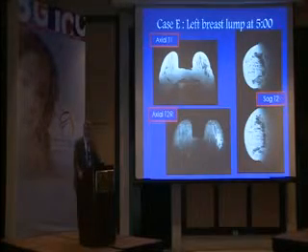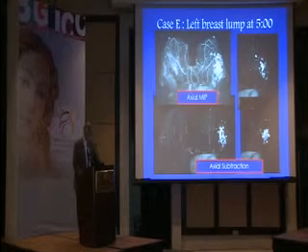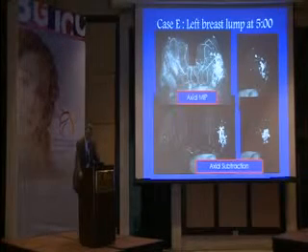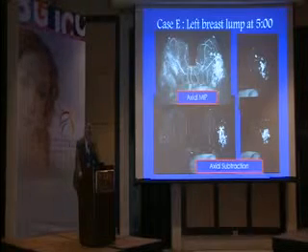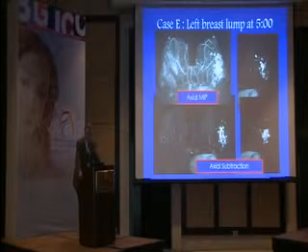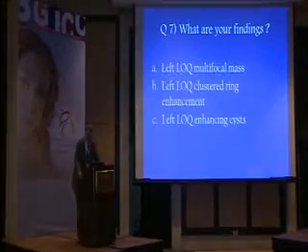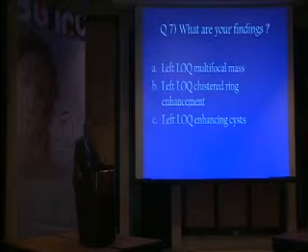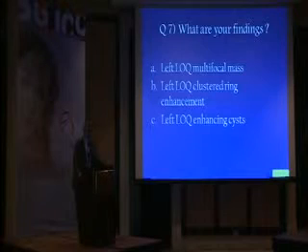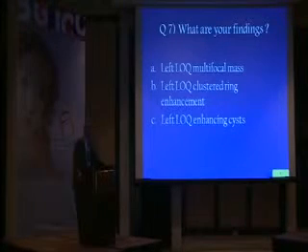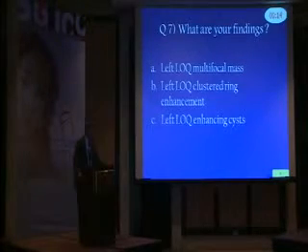Okay, all ready? So, one more to make it easier. This is the axial and the subtracted images. Look carefully. Look for the shape, for the pattern, and then your findings. So we have a multifocal mass, or clustered ring enhancement, or enhancing cysts. What are we dealing with?